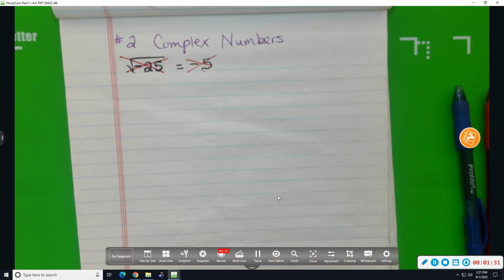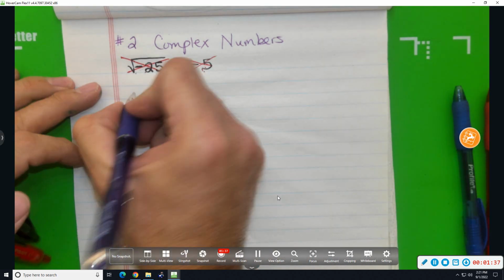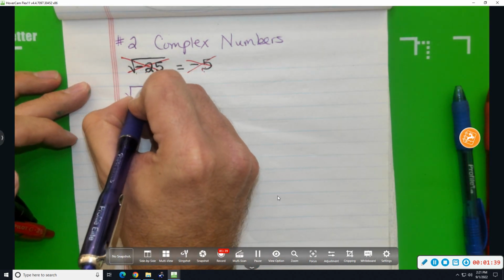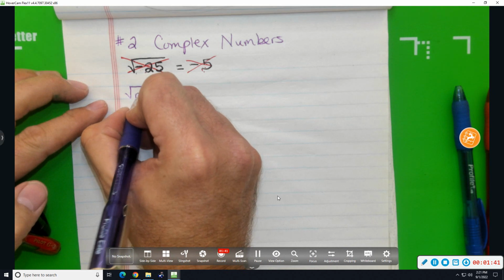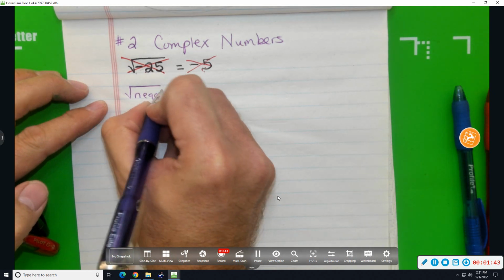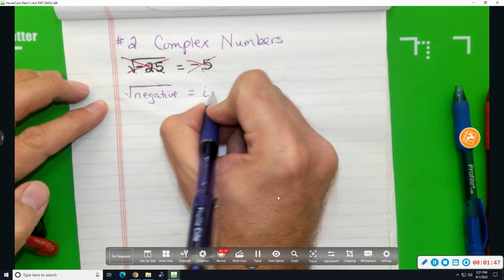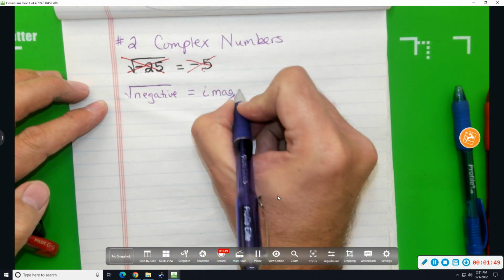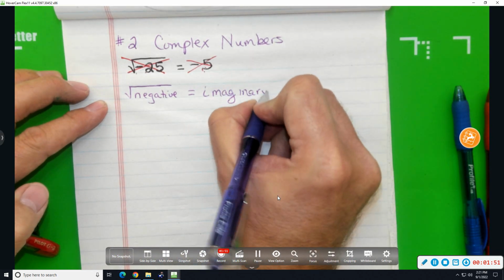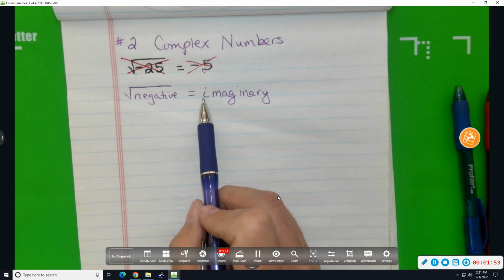So how the heck do we define the square root of a negative number? Well, here's what we're going to do. We're going to define the square root of a negative number to be an imaginary number. And we're going to denote imaginary numbers with the lowercase letter i.